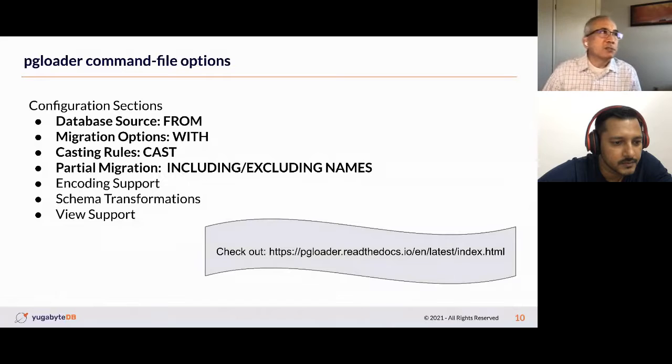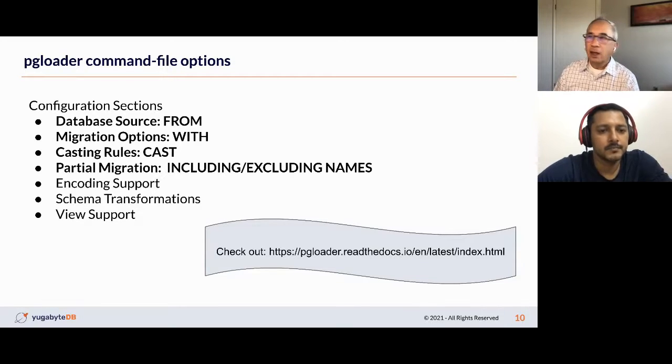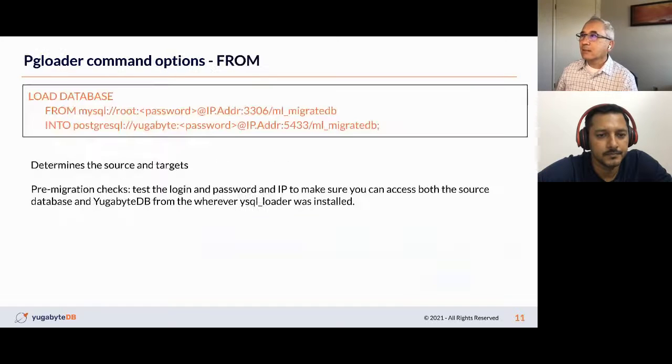So using pgloader is actually pretty simple. You could type in all of the commands at the command line and all of these options, but I find it much easier to just create this command file. And what we'll do is go through the sections that I have bolded here and tell you what they do, and we'll test them out as the workshop goes on. The first command option is the from section. This determines where the source is and where the target is.